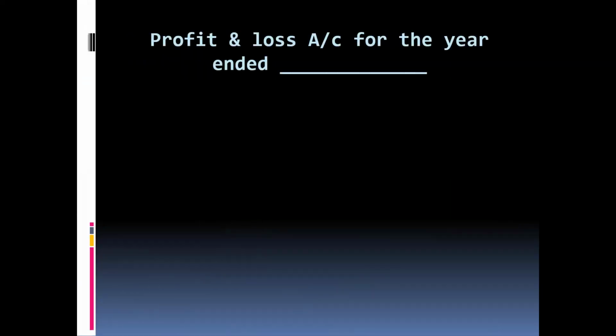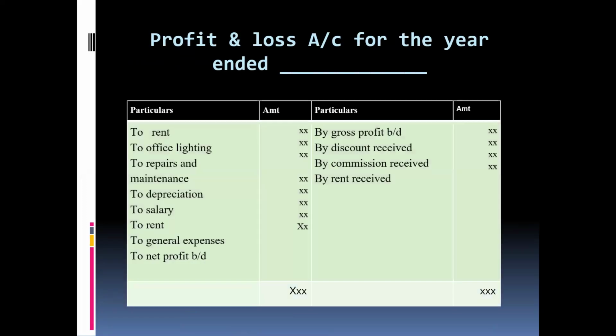The next one is the profit and loss account. In the format, you can see all the indirect expenses of the business like rent, office lighting, repair, maintenance, depreciation, salary, printing, stationery, postage, telegram, interest. All indirect expenses we record on the debit side of the profit and loss account. On the credit side, we record gross profit, discount received, commission received, rent received, interest received. The balancing amount of the profit and loss account is called net profit, whereas the balancing amount of the trading account is called gross profit.